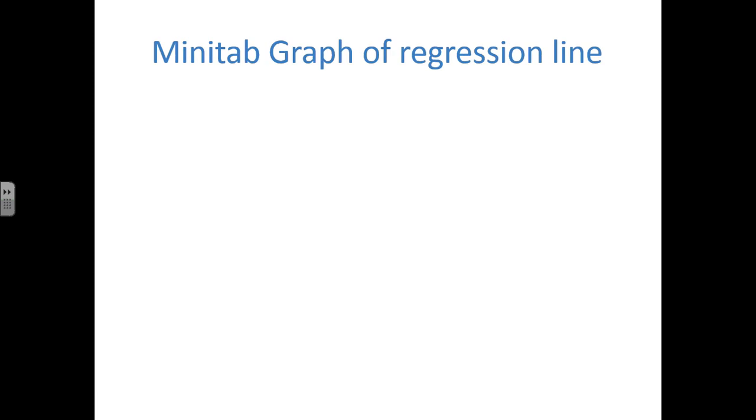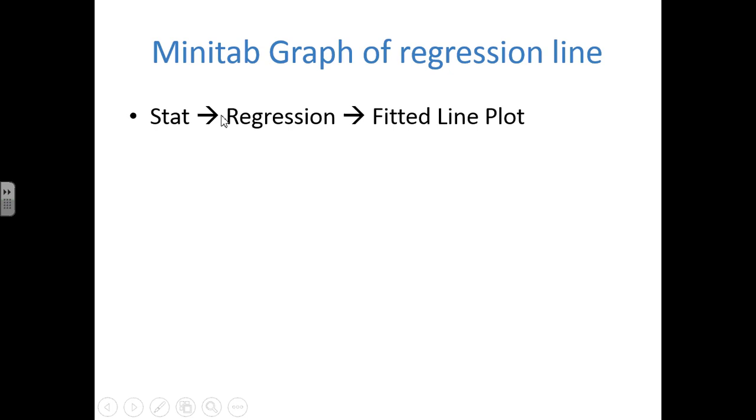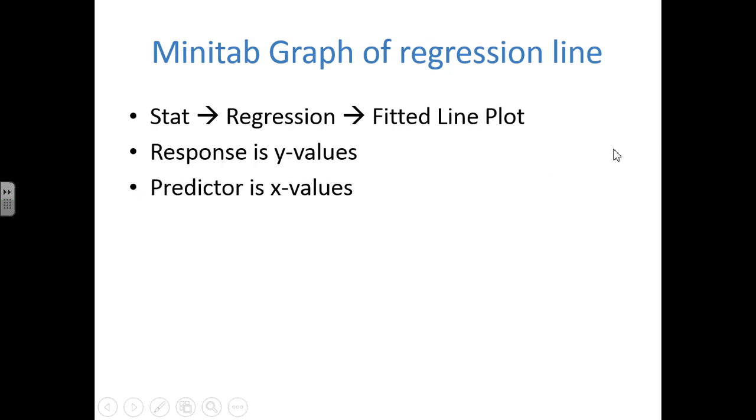Now we can do Minitab to graph the regression line. You go to Stat, Regression, Fitted Line Plot, and your response is your y values, and your predictor is still your x values. And select Linear Model, and you will get the graph of the paired data. If the paired data looks fairly linear, then we would say that we have a linear relationship, and we can see the line of best fit, also known as the regression line, on this graph.